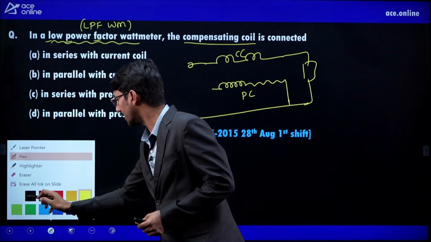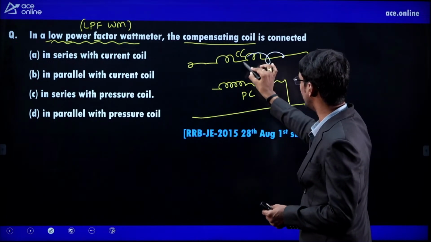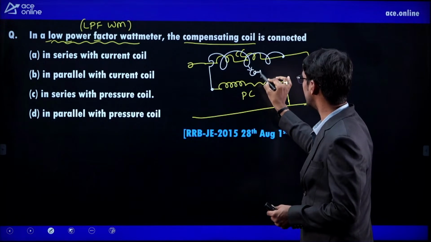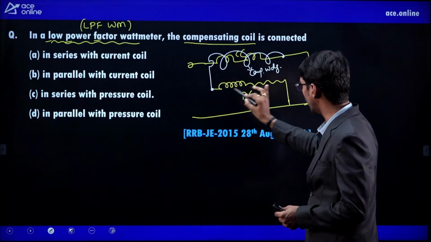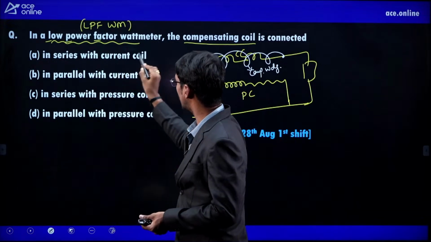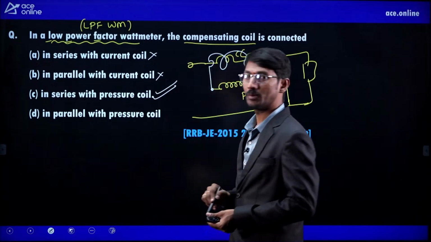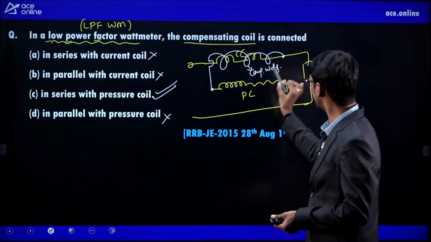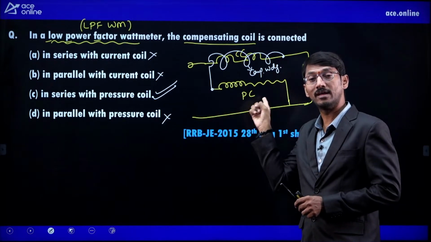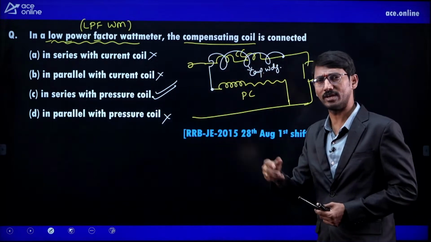Now where we connect the potential coil, where we connect the corresponding compensating winding, the compensating winding will be taken here, not connected to current coil. This is compensating winding. It is connected in series with the potential coil, series with the pressure coil. Series with the current coil, wrong. Parallel with the current coil, wrong. Series with the pressure coil, yes. Series with the potential coil. Parallel is wrong. How to check it? This coil is connected in series with the potential coil to compensate the losses in the potential coil. Therefore, connection is series with pressure coil. Pressure coil or potential coil, no issue.